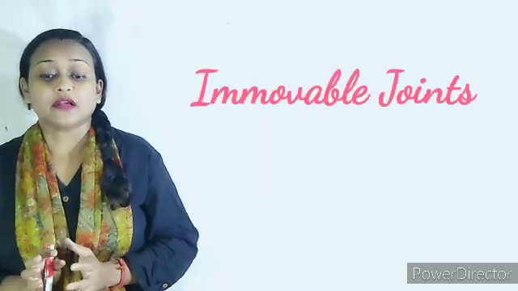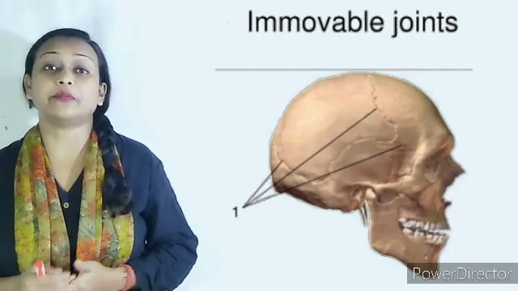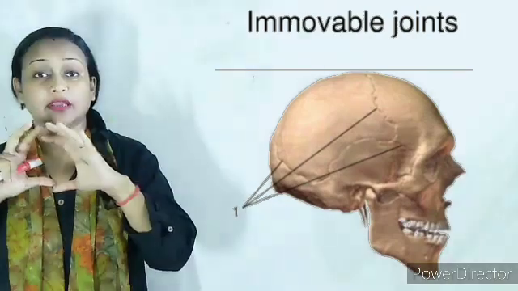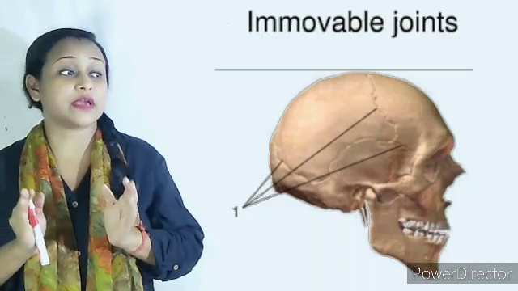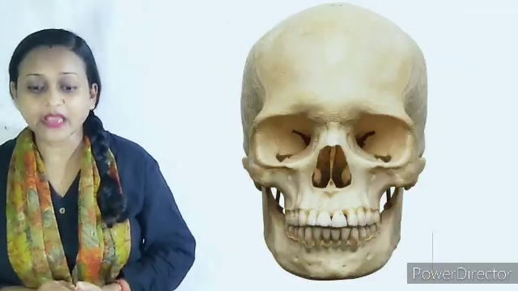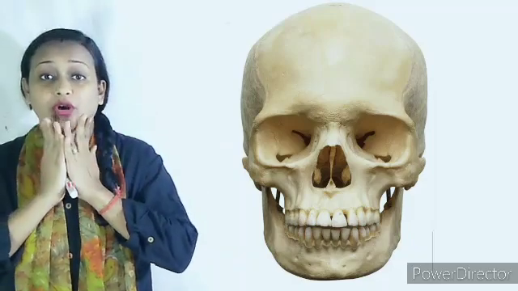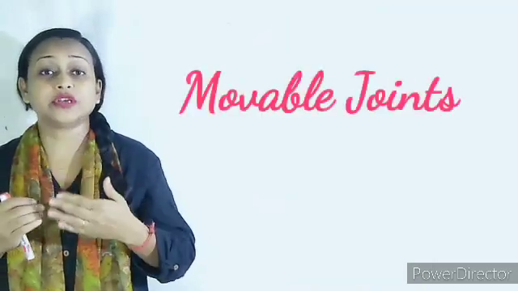The bones that join each other are known as immovable joints, because the joints of the bones cannot be moved. Such types of joints are called immovable joints. When we see the skull, except the lower jaw, all the rest of the bones are immovable. Only the lower jaw is a movable joint.